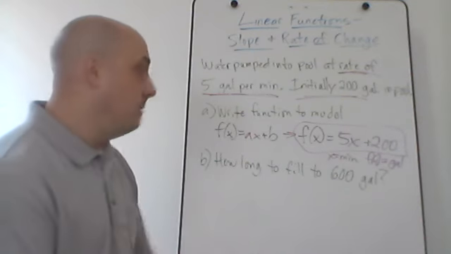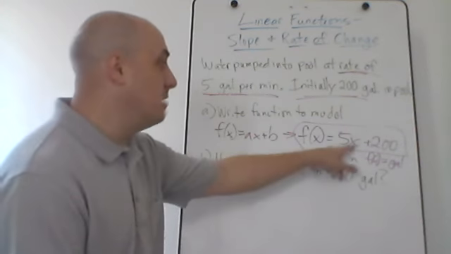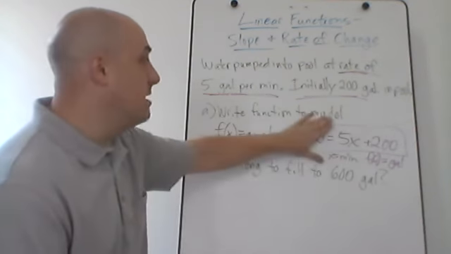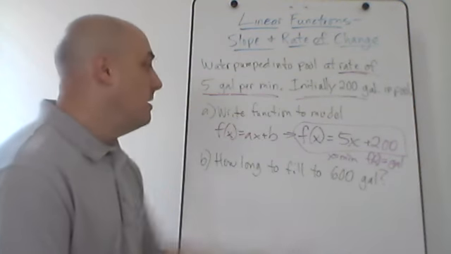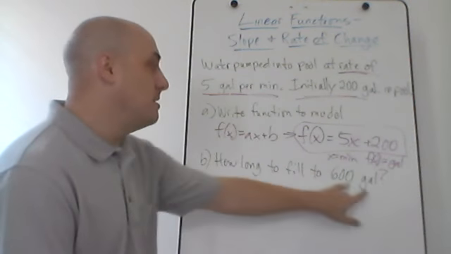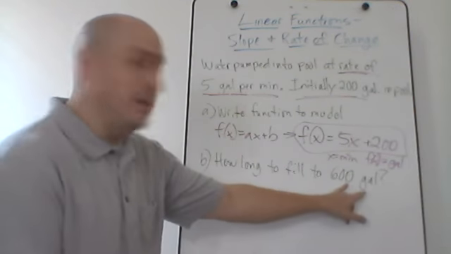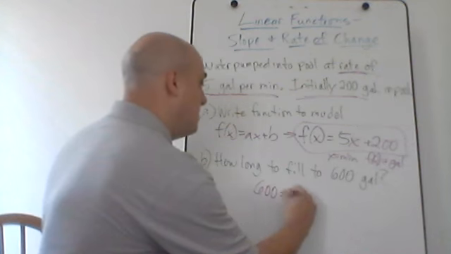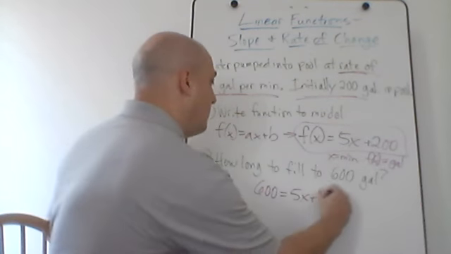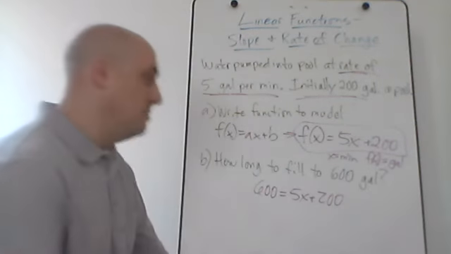Just be careful. I have two choices here. I can put the 600 for the x, or I can put the 600 over here for the f of x. If you put it in the wrong spot, you're obviously going to get the wrong answer. X is the number of minutes that go by. 600 gallons is not an amount of minutes. It's the amount of gallons, which is my f of x, which means I have to put that 600 on the left side of the equation. 600 equals 5x plus 200.